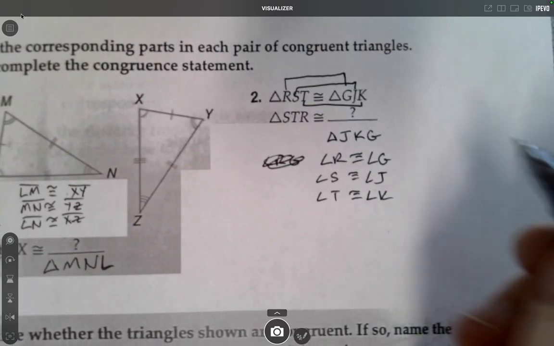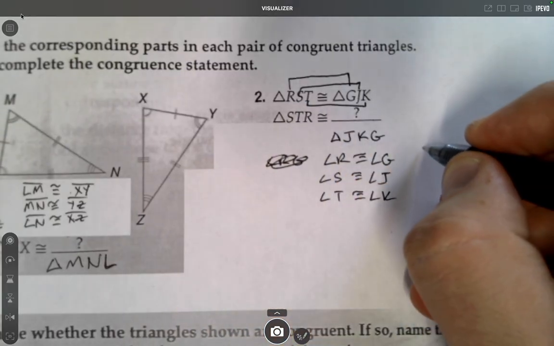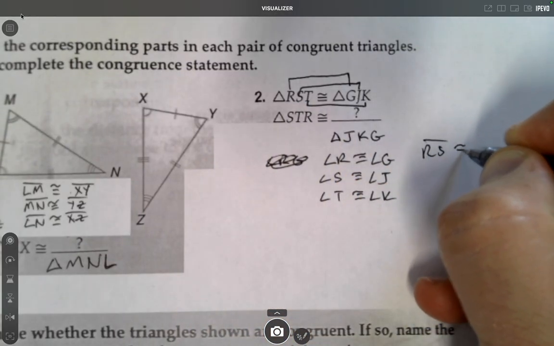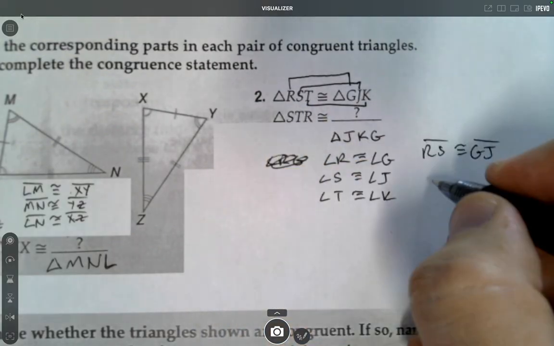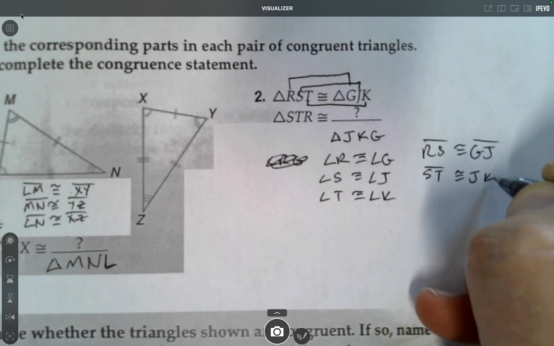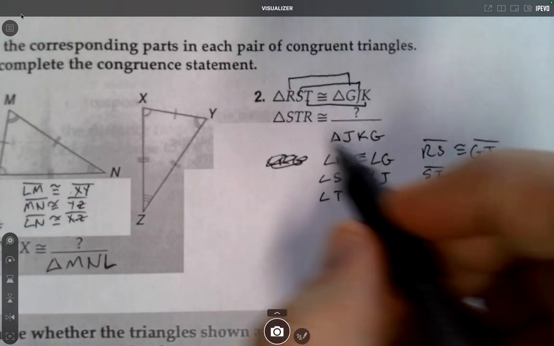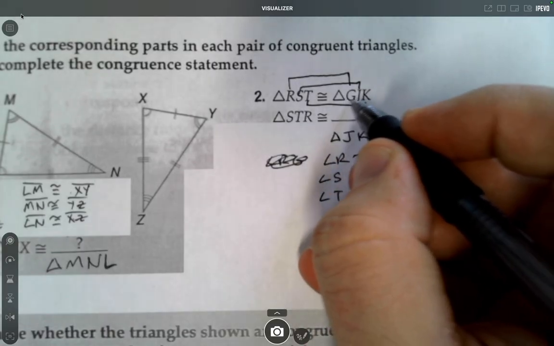Then for the sides, first two letters RS go with the first two letters GJ. ST and JK are the last two letters. And then first and last letter RT goes with first and last letter GK.